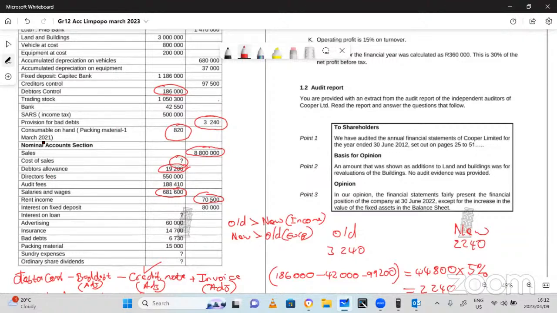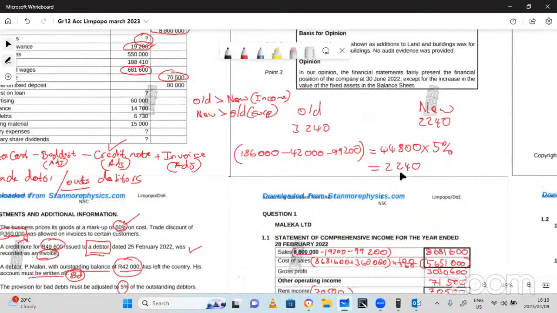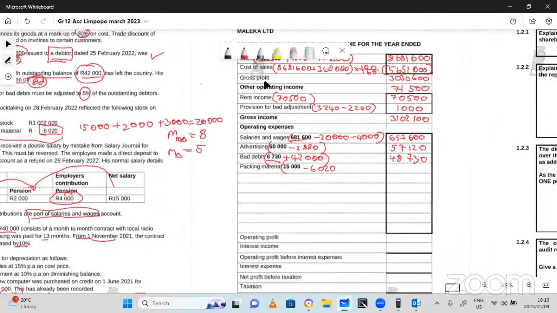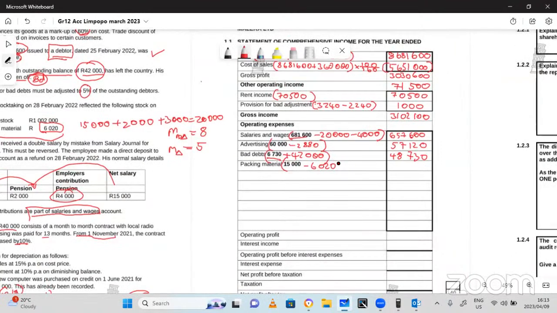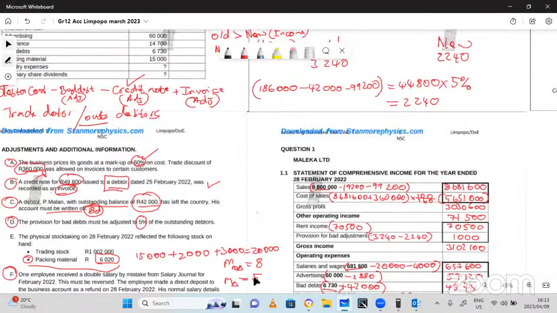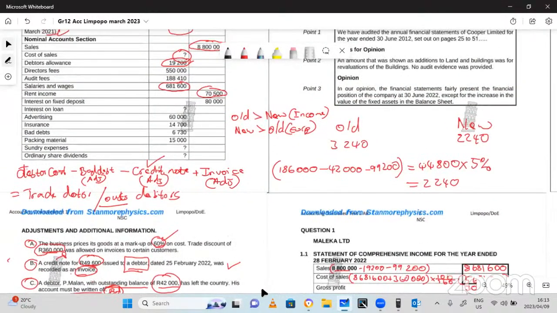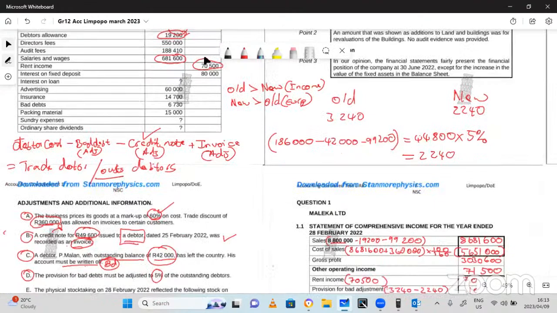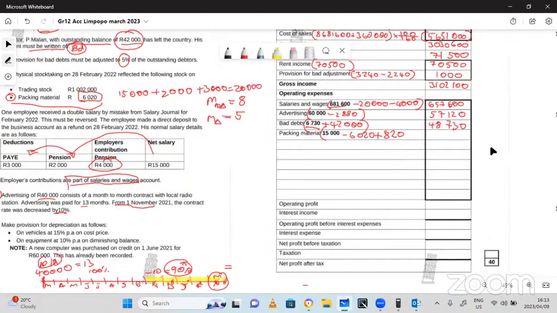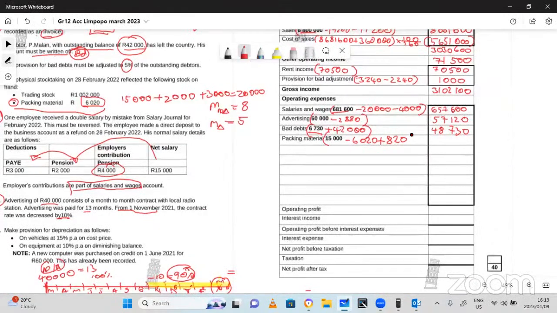There it is: packing material at 1st March 2021, which was our opening balance, which was 820 from the previous year's packing material. So it will also add on our used material. We will add it because it's a used material, 820. Then let me double check the figure. It's 820, okay? So it's the packing material from last year that was on hand. So surely this year we used it as well.